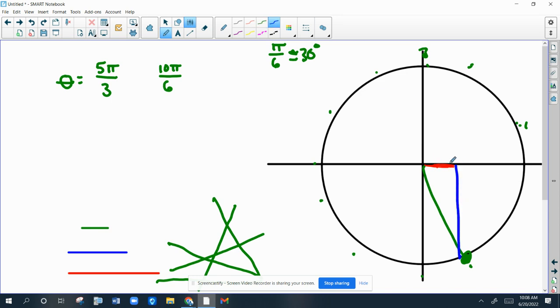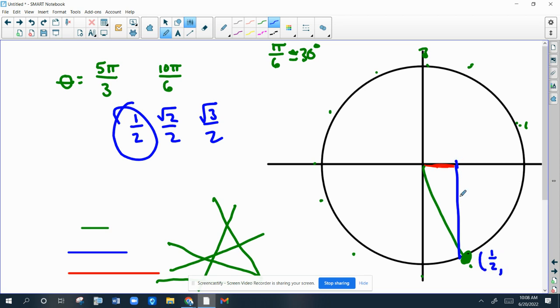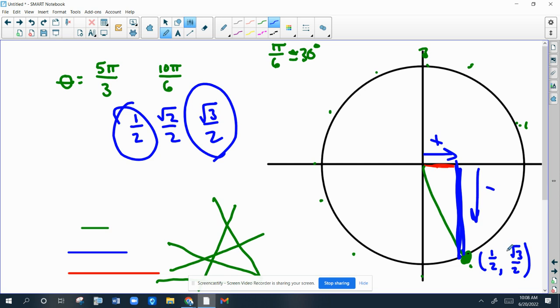So we had to go a small x, or a short x, which would be the smallest number. So we're at 1/2, comma. Y is this. That's the long one. So that must be the greatest number, which is root 3 over 2. Now you're going to assign positive and negative values just based on which way you're going. So x is positive, y is negative. So there's our point. That's the point associated with theta equals 5 pi over 3.